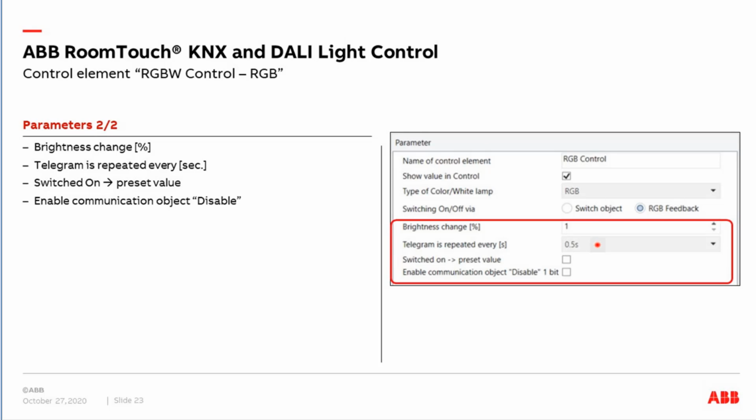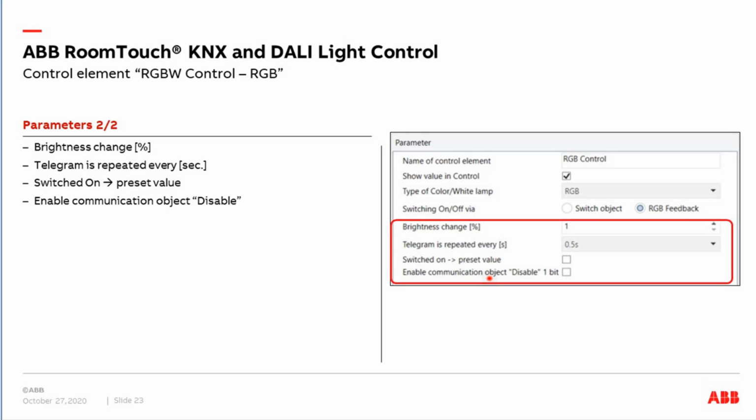This is, for example, when we change the color here, maybe we can also keep it like it is. What is a nice parameter is "switched on via the preset value, yes or no." I will explain this parameter on the next slide. Please wait.